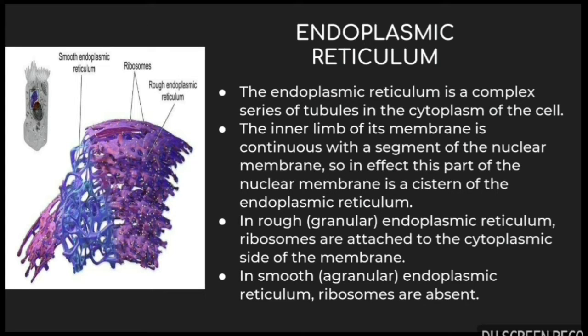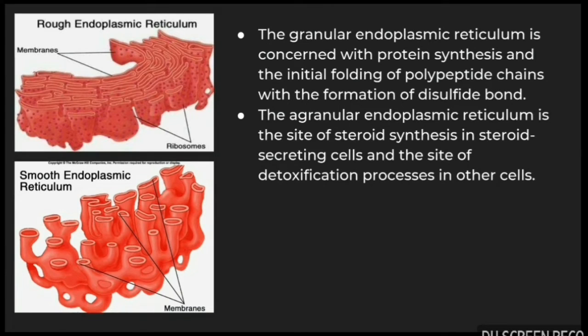One is rough endoplasmic reticulum, which has ribosomes on the cytoplasmic side of the membrane, and smooth endoplasmic reticulum is where ribosomes are absent. Here is the picture of a rough endoplasmic reticulum and smooth endoplasmic reticulum. The granular or rough endoplasmic reticulum is involved in protein synthesis and the initial folding of the polypeptide chains with the formation of disulfide bonds. And the smooth endoplasmic reticulum is involved in steroid synthesis and is found in steroid secreting cells, and is the site of the detoxification process in other cells.